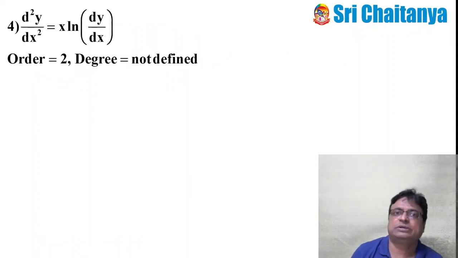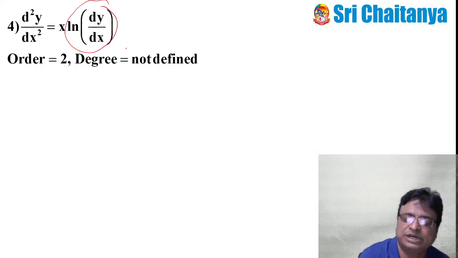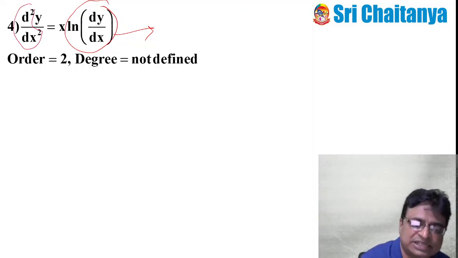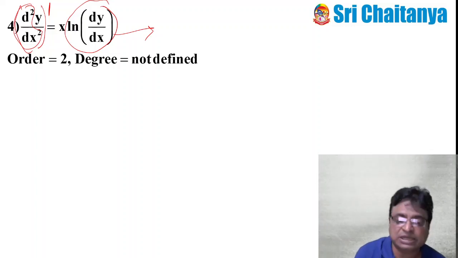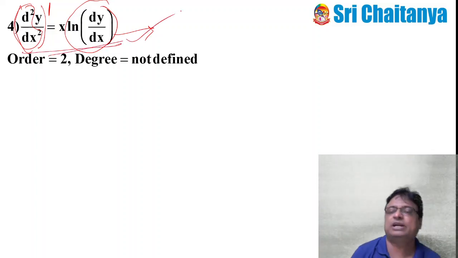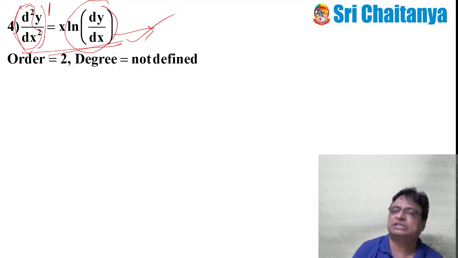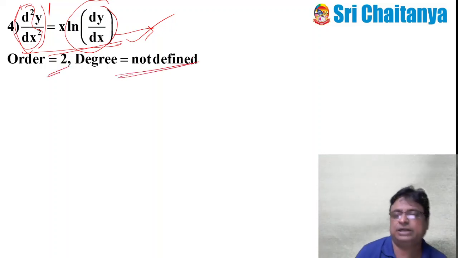Now coming to the third question. Here d square y by dx square is equal to x into dy by dx, because it is a log x model. It is not possible for me to express this as a polynomial in terms of differential coefficients. Though this is the second order, the highest order, and the degree of this highest order is 1, don't say that 1 is the degree and 2 is the order, because it is not possible to express this as a polynomial in terms of the differential. Because of the logarithm of dy by dx, the expansion is infinite. That's why here the order is 2 and the degree is not defined.